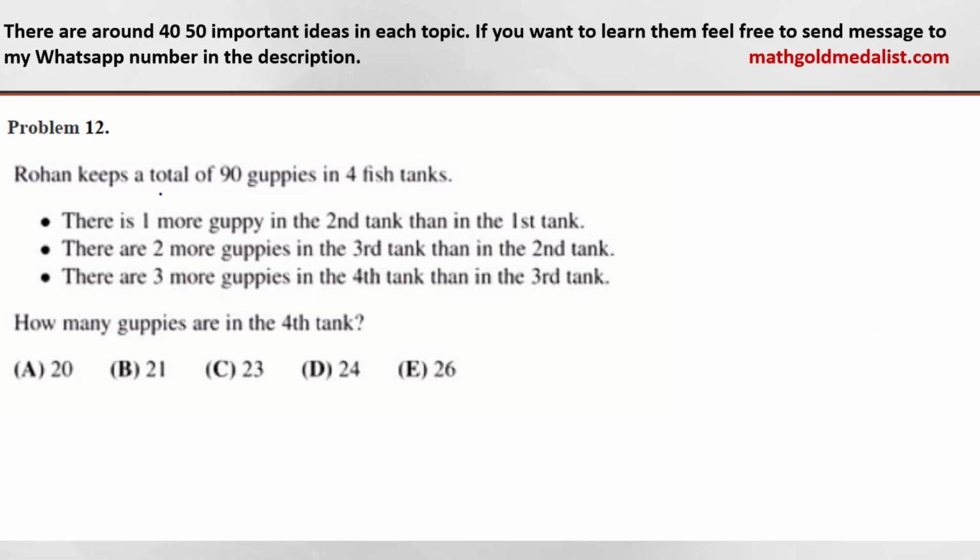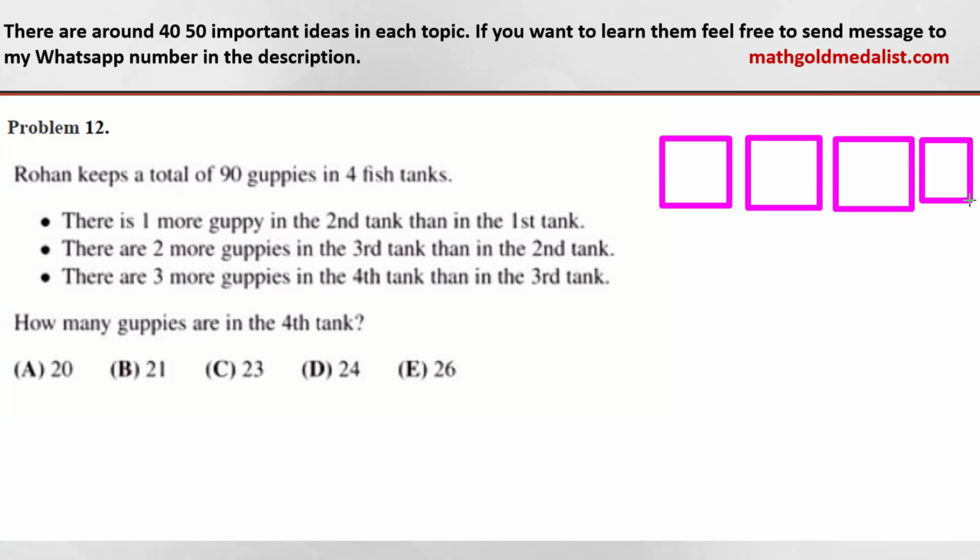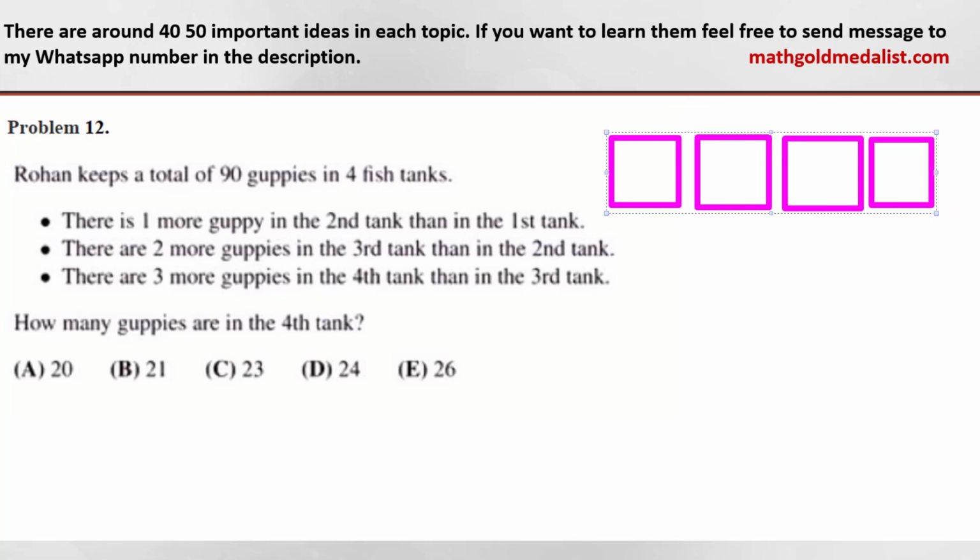Problem 12. Rohan keeps a total of 90 guppies in 4 fish tanks. So we have 4 tanks. Let's consider the first one, second one, third one, and fourth one, and let me move them to the left. Suppose in the first one we have A1 guppies, A2 guppies, A3 guppies, A4 guppies. Again, here we should use translation of a word problem into equations or inequalities in math.